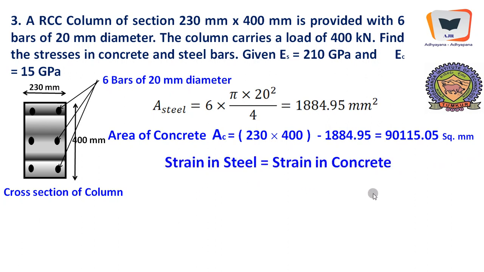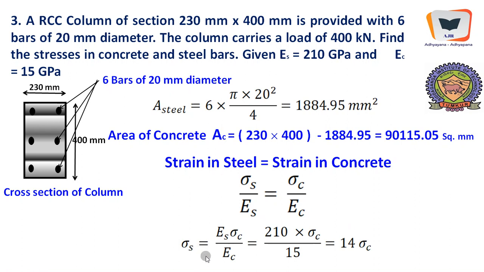Therefore strain in steel equals strain in concrete. This is another equation. Therefore sigma s by Es equals sigma c by Ec, by making use of fundamental Hooke's law, and we will get sigma s equal to Es by Ec into sigma c. Es is 210, Ec is 15, and we will get 14 sigma c. Therefore sigma s, the stress in steel, is 14 times the stress in concrete.